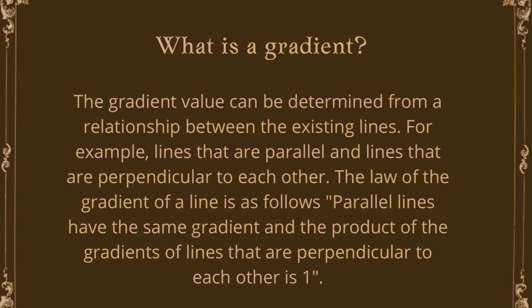For example, lines that are parallel and lines that are perpendicular to each other. The law of the gradient of a line is as follows. Parallel lines have the same gradient, and the product of the gradients of lines that are perpendicular to each other is -1.